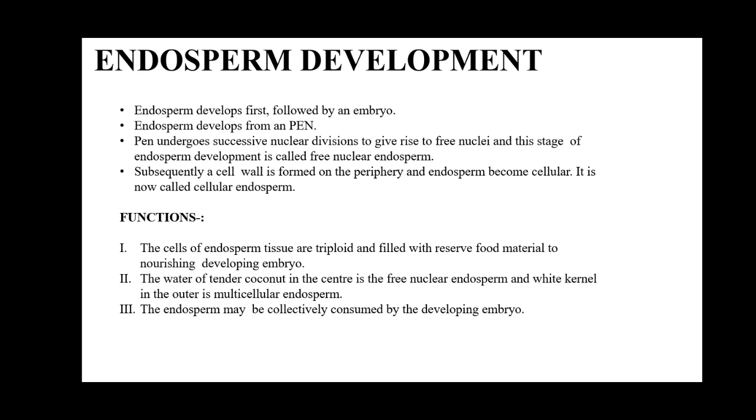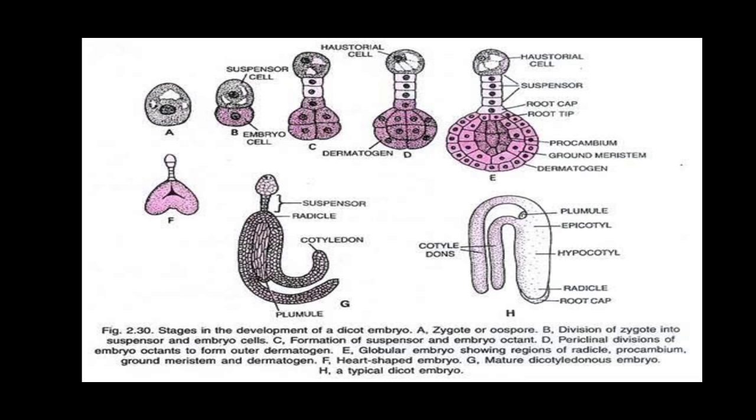In the case of free nuclear endosperm, there is only karyokinesis, while in the case of cellular endosperm, both cytokinesis as well as karyokinesis occur completely. The best example of free nuclear endosperm is coconut water, while the cellular endosperm is the kernel of the coconut, or the white edible portion of the coconut. In the next slide, we are going to study how the embryo is formed.